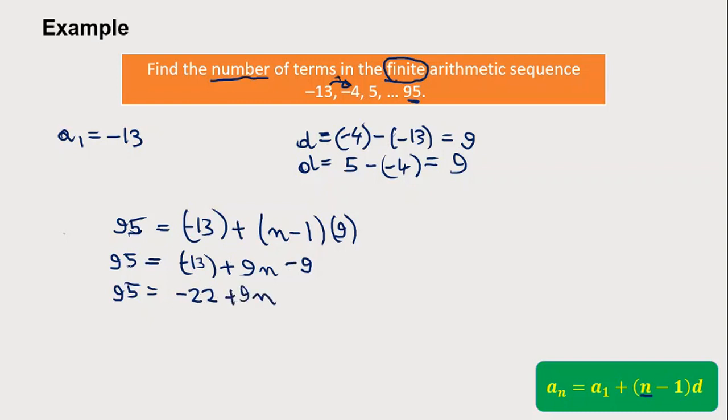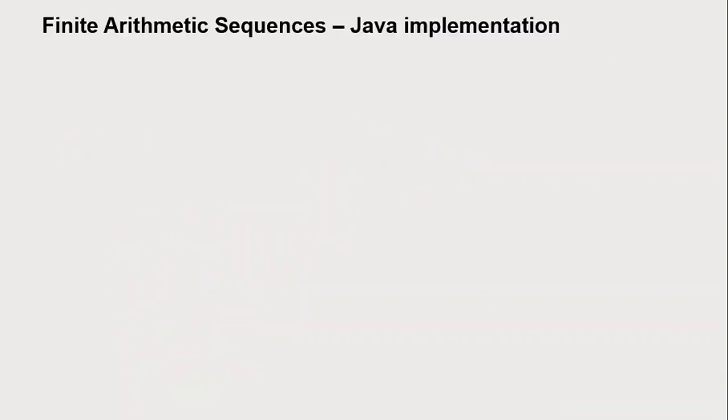Bring this negative 22 to the other side, you will have 117 is equal to 9n, and then divide by 9 on both sides to find that n is equal to, let's see, I think that's equal to 13. 90 plus 27, yes, 117. So yes, n is 13, meaning that I have 13 terms. 13 times I need to go through my for loop, if you want to think about it this way, until I reach number 95 if I started with negative 13 and if my difference was 9.